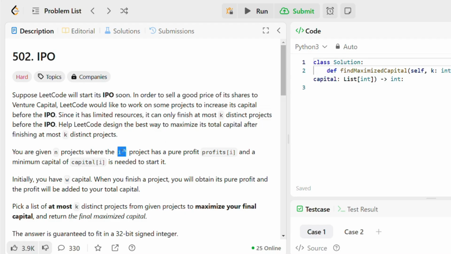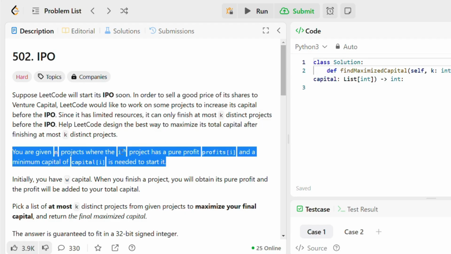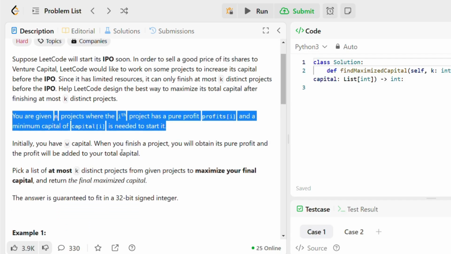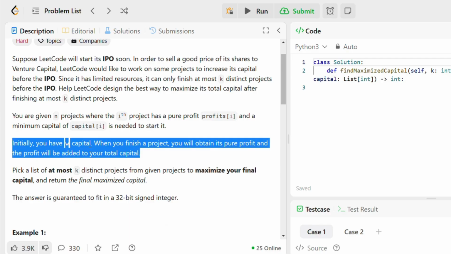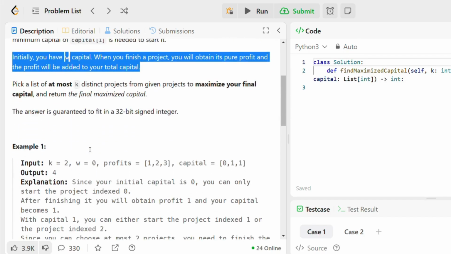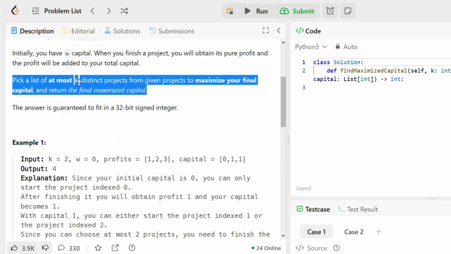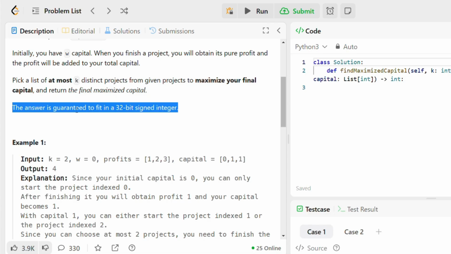It then says you are given N projects where the ith project has a pure profit of Profits[i], and the minimum capital of Capital[i] is needed to start it. Initially, you have W capital. When you finish a project, you will obtain its pure profit, and the profit will be added to your total capital. Pick a list of at most K distinct projects from the given projects to maximize your final capital and return the maximized capital. The answer is guaranteed to fit a 32-bit signed integer.